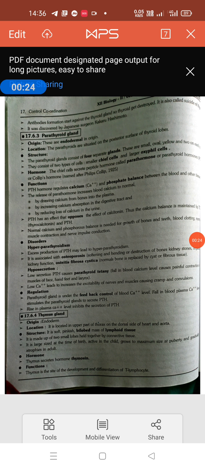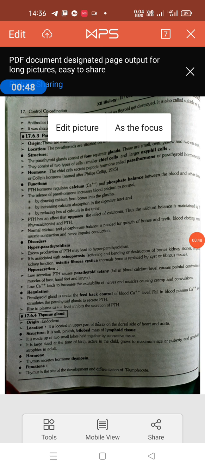Endodermal means during the process of gastrulation, three germ layers are produced, that is ectoderm, mesoderm, and endoderm. Through these germ layers, the organs of the developing embryo are produced. That's why the parathyroid glands originate from the germ layer endoderm. And these parathyroid glands are situated on the posterior side of the thyroid lobes.